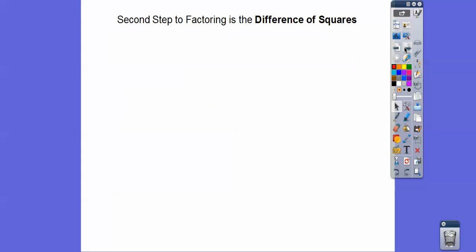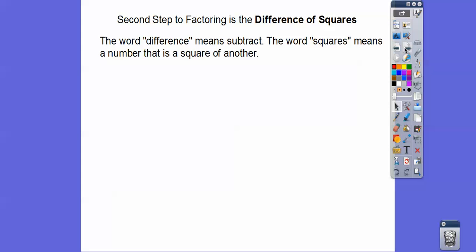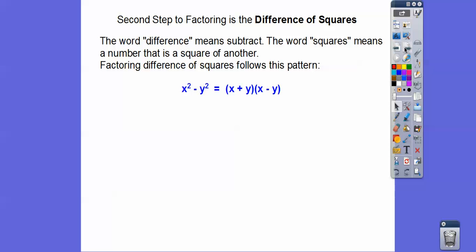All right, the next step is to look for a difference of squares. The word difference means you're going to have a subtraction sign in between them, and squares means numbers that are squares of another, like 4 is 2 squared, 9 is 3 squared, and 1 is 1 squared. Those are all perfect squares. When we factor a difference of squares, it looks like this: there are two terms, a minus sign, and perfect squares. They factor to x plus y times x minus y, the numbers that are being squared. One has a plus, one has a minus. Remember that? They go fast, okay?